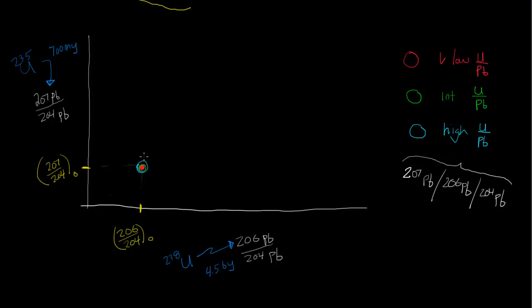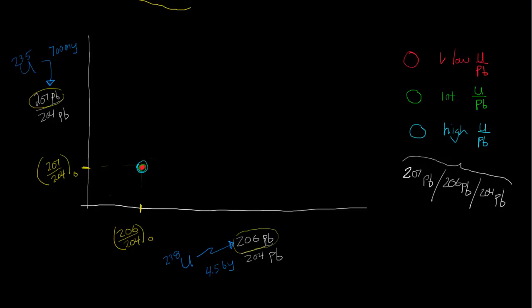Now, what's going to happen to the isotopic composition as they age? Well, as they age, we're going to produce 207 lead from the decay of uranium-235. So this is going to go up. And we're going to produce 206 lead from the decay of uranium-238. So this is going to go up. So both of these ratios are going to go up because 204 lead doesn't change. So that means that all of these compositions are going to go on a trajectory that shows an increase in both ratios of 207 to 204 lead and 206 to 204 lead.